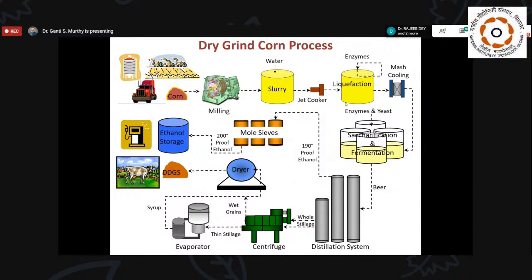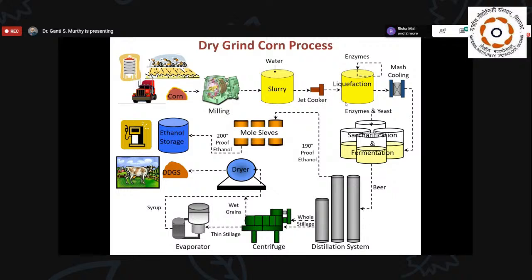That is what essentially is happening in that liquefaction process. The scissors is your enzyme, and that pile of noodles represents the starch that is already gelatinized. And after that process takes about 90 minutes, and typically it happens between 90 to 100 degrees Celsius. After that, the mash is called liquid mash.